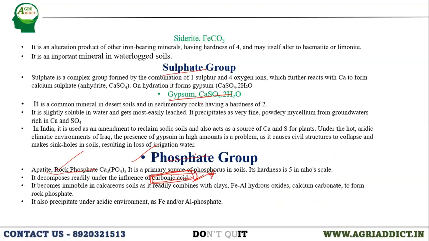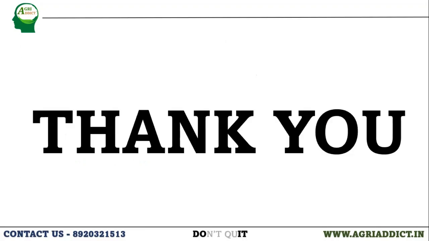As we see, this phosphate group or rock phosphate can't survive under strongly acidic or strongly alkaline conditions. It will get either adsorbed or precipitated. That is what is written here. It becomes immobile in calcareous soils and also it precipitates under acidic environment. So that's all about our first class, that is rocks and minerals.